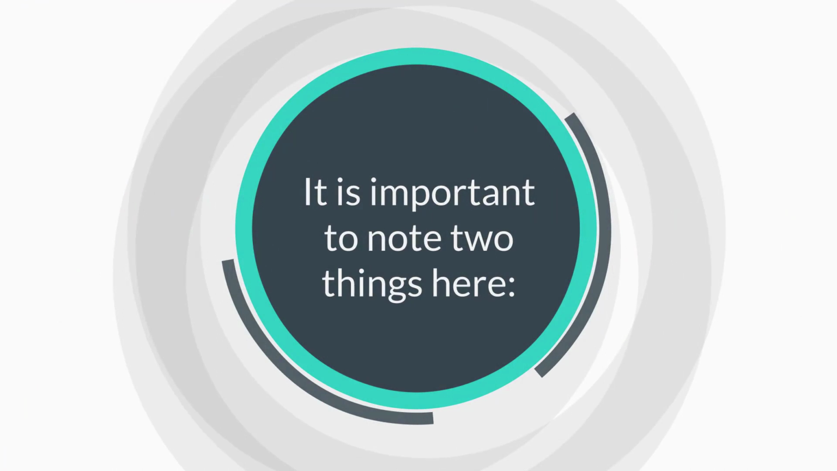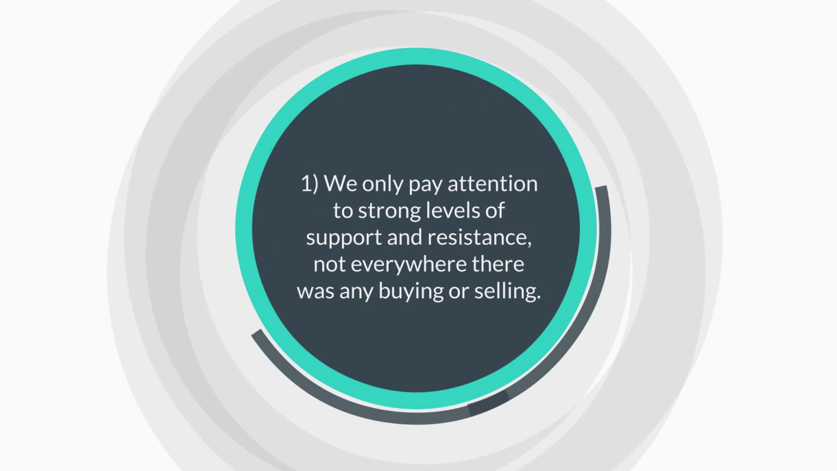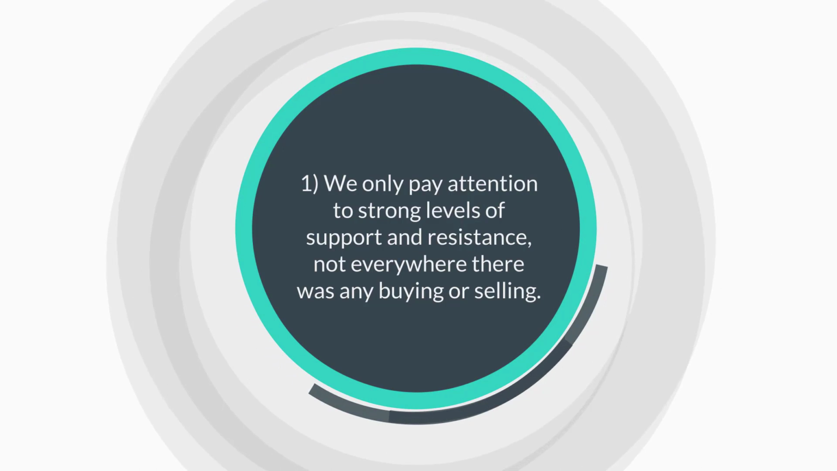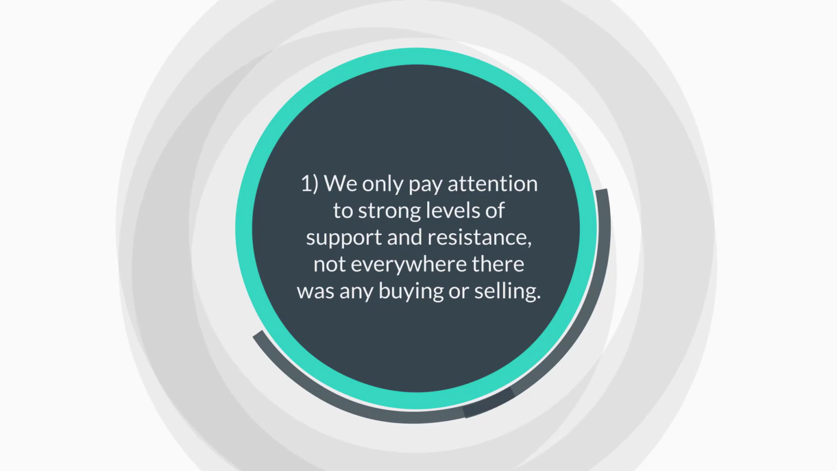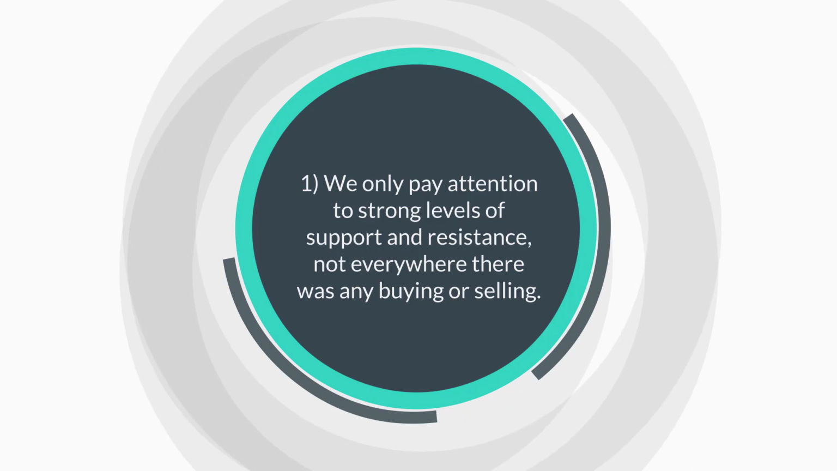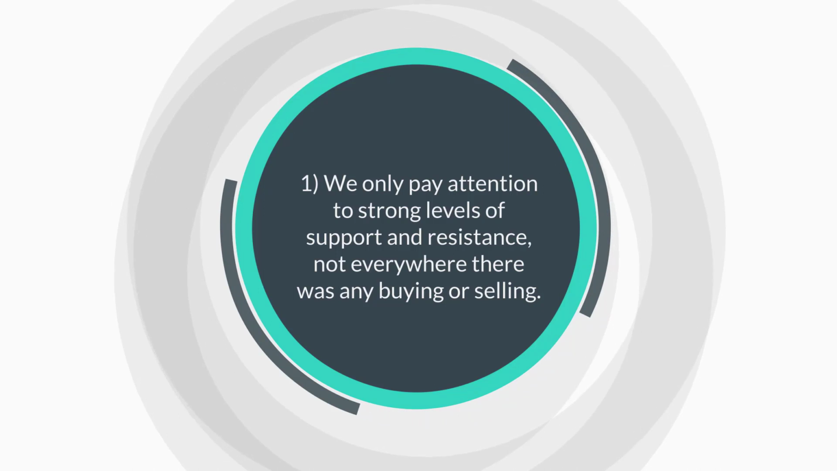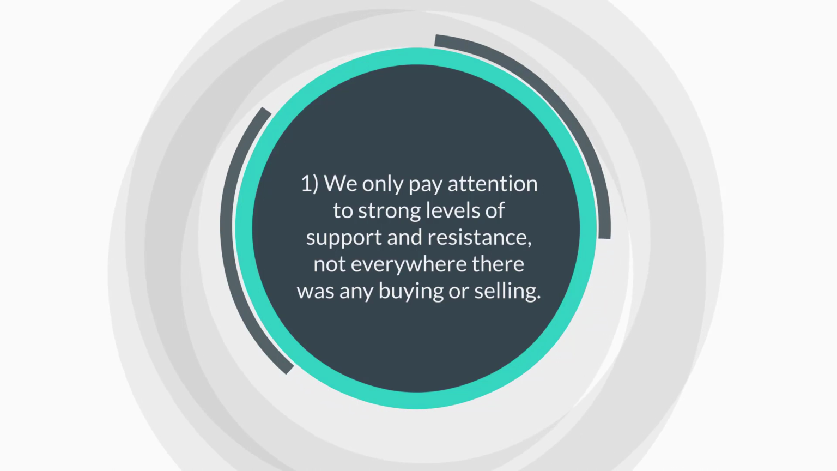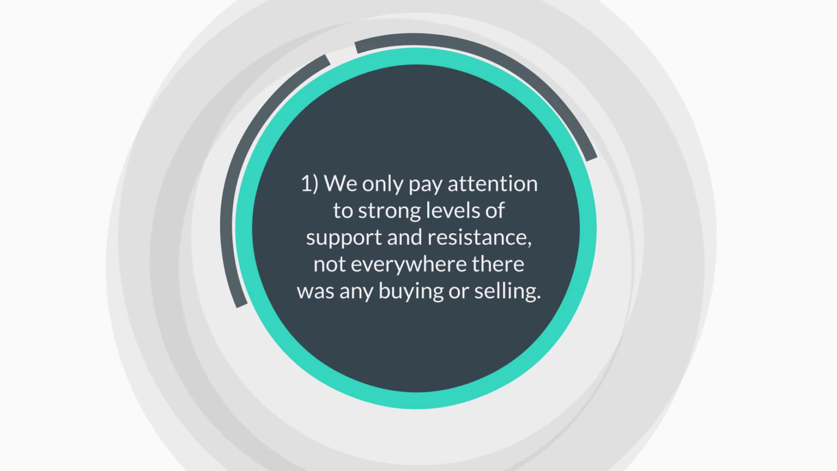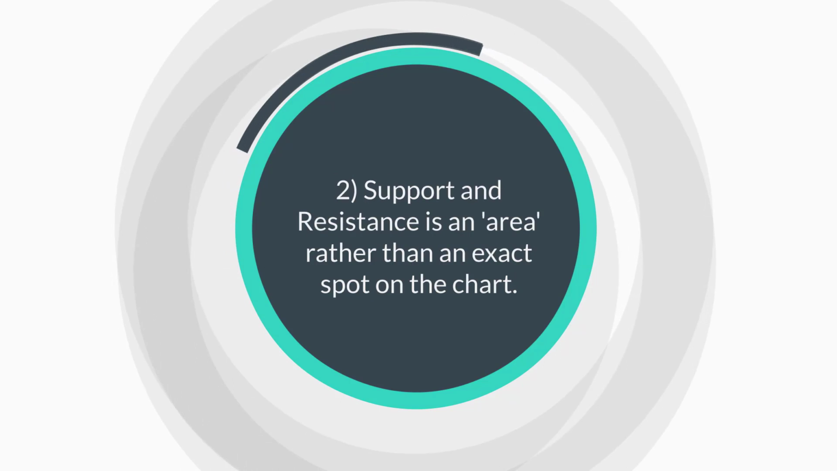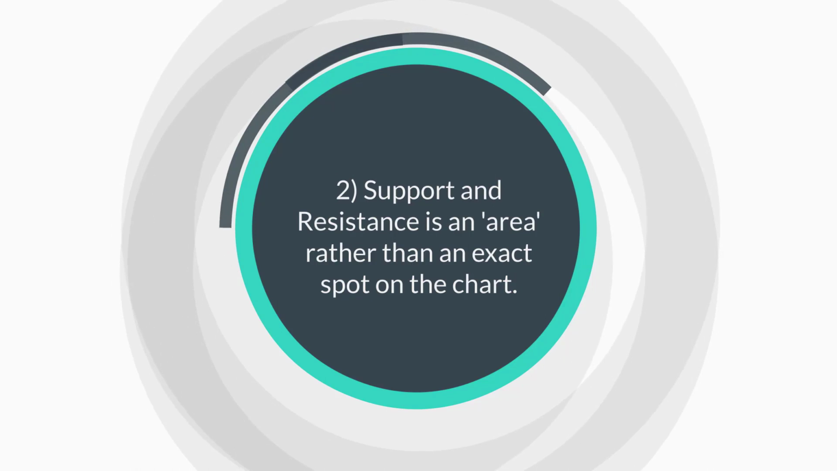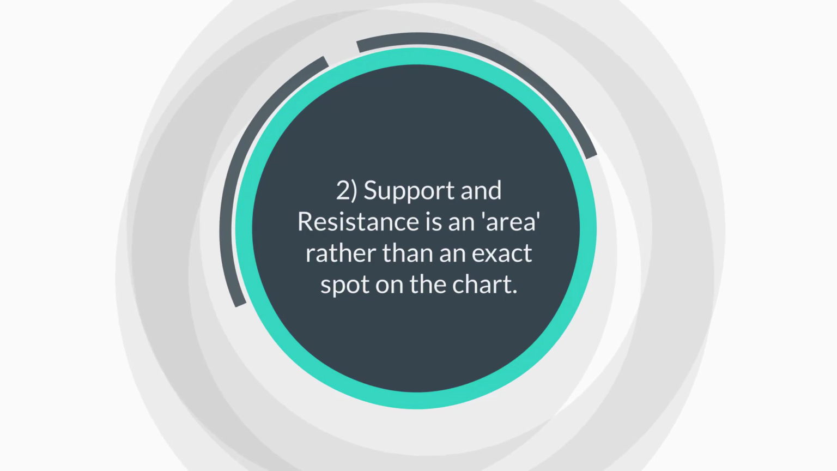It is important to note two things here. 1. We only pay attention to strong levels of support and resistance. Not everywhere there was any buying or selling. We want to see strong reactions the previous times the market reached the support and resistance levels. 2. Support and resistance is an area rather than an exact spot on the chart.